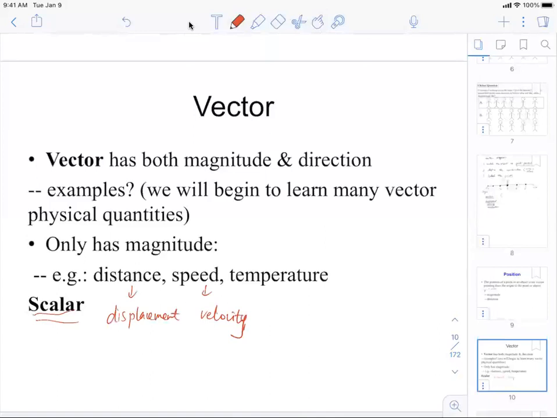Can any of you give more examples of scalars? Can you give another example of what quantities you think are scalars?